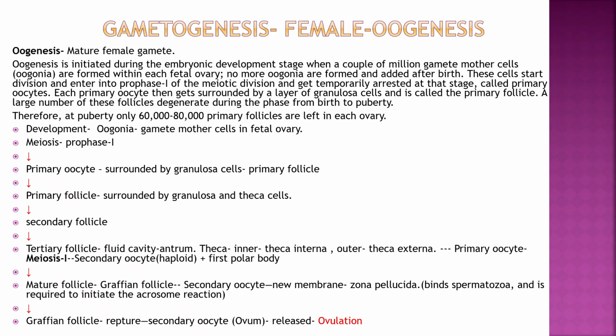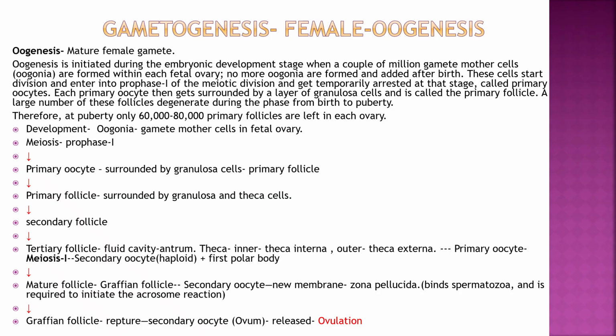No more oogonia are formed and added after birth. These cells start division and enter into prophase 1 of the meiotic division and get temporarily arrested at that stage, called primary oocytes. Each primary oocyte is then surrounded by a layer of granulosa cells and is called a primary follicle. A large number of these follicles degenerate during the phase from birth to puberty, and therefore at puberty only 60,000 to 80,000 primary follicles are left in each ovary.